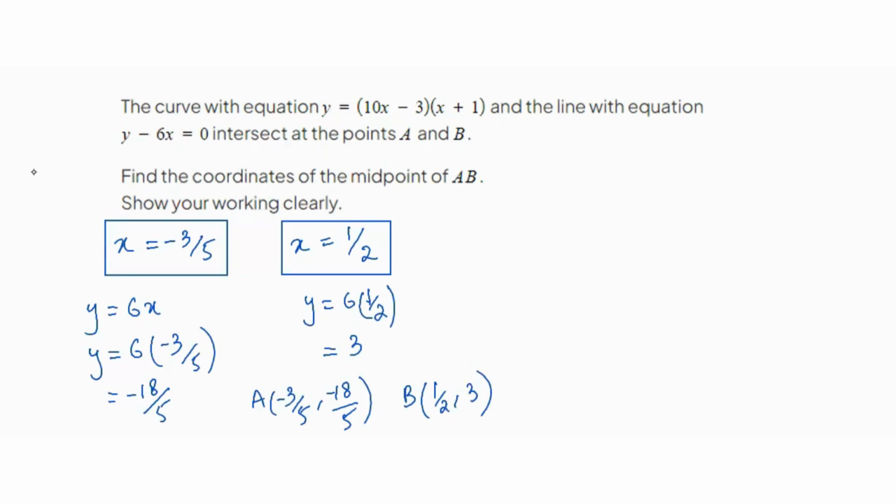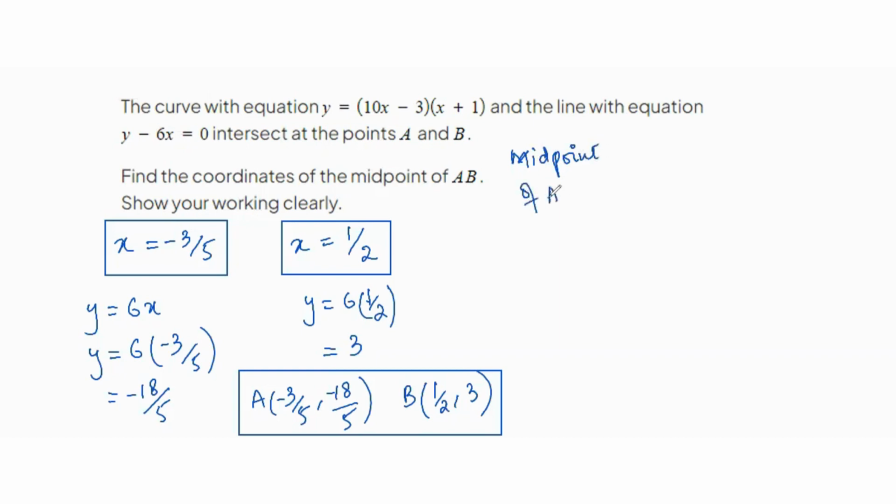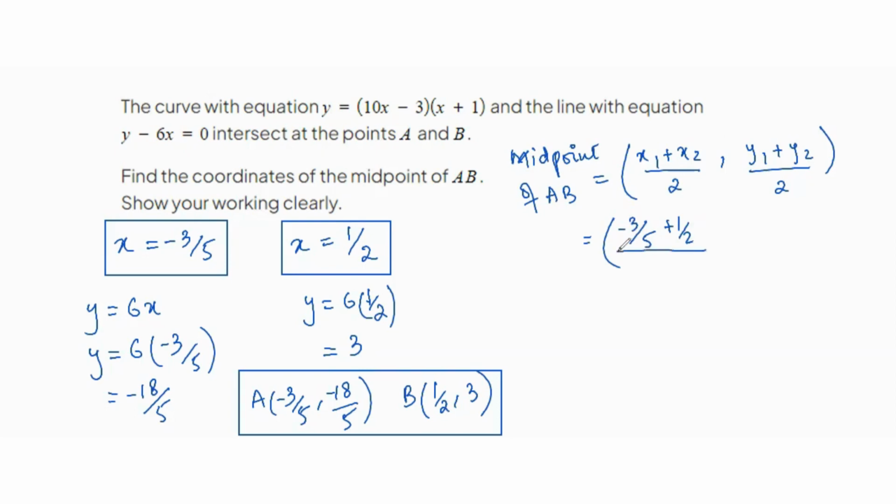So now that we have the coordinates of A and B, we're going to find the midpoint. Midpoint of AB is going to be x1 plus x2 divided by 2 and y1 plus y2 divided by 2, which is going to be negative 3 by 5 plus 1 over 2 divided by 2 and negative 18 by 5 plus 3 over 2.